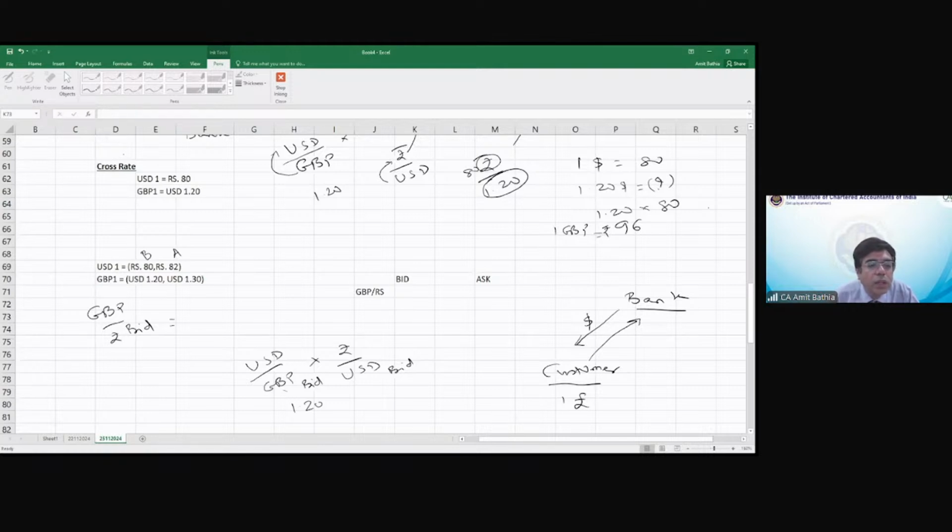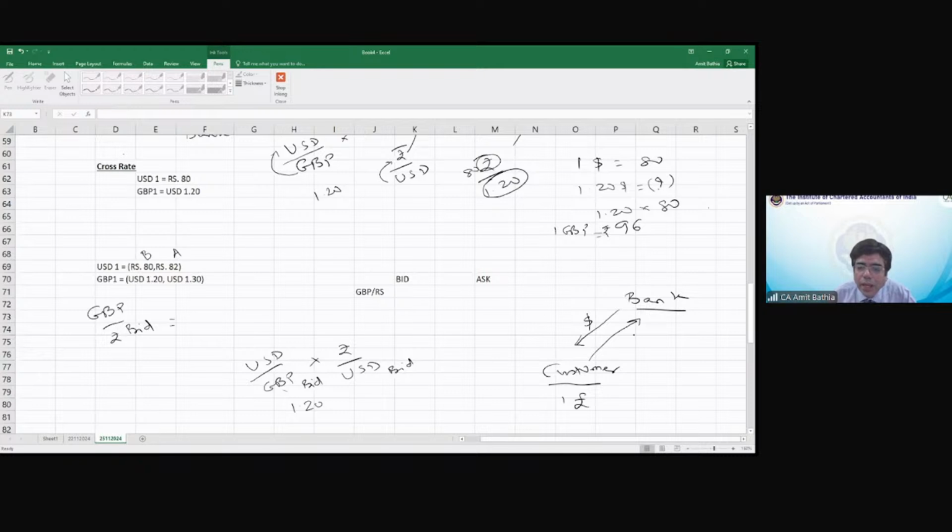Remember the rates are available over here. GBP 1 is equal to USD 1.20 and 1.30. So the bank is going to give you how many dollars, 1.20 or 1.30? 1.3. Why 1.3? Bank is selling USD, and it is buying GBP. So what is the quoted currency, GBP or USD? What is the base currency over here, GBP or USD? GBP.